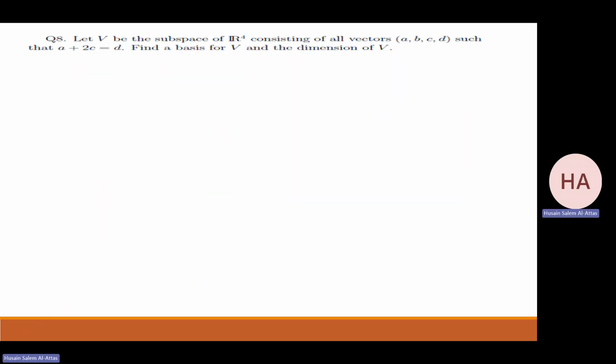Okay, let me do the last one before I stop this group of questions. Find the basis and the dimension of the subset defined by A plus 2C equals D. The same idea: what are the free variables? I can write D equals A plus 2C. So what are the free variables? Be careful. It's A, C, and B. There is no restriction on B, so B is free.